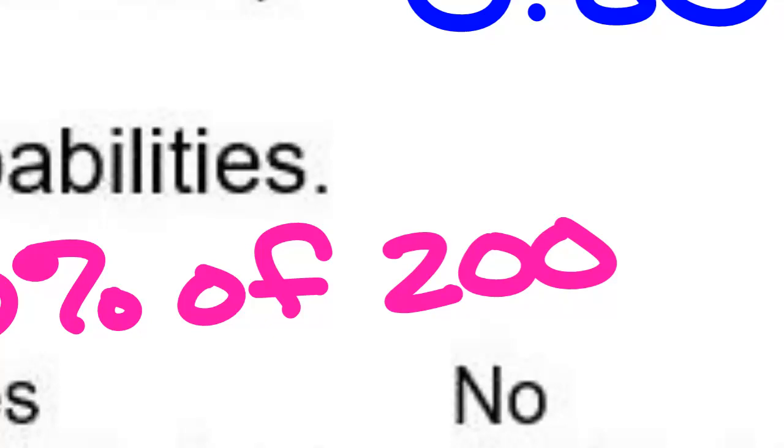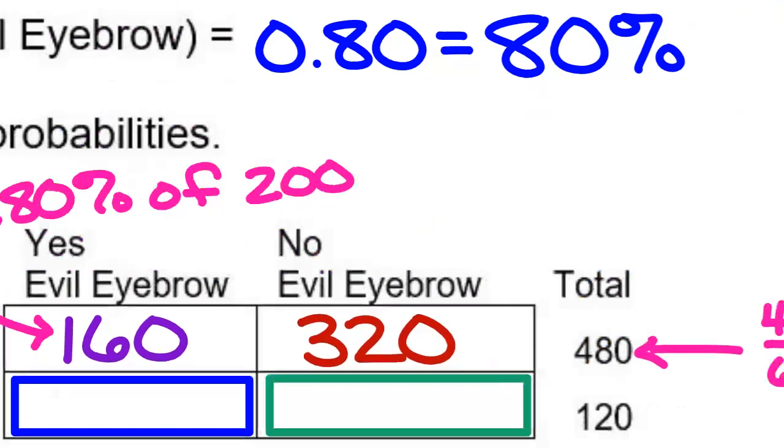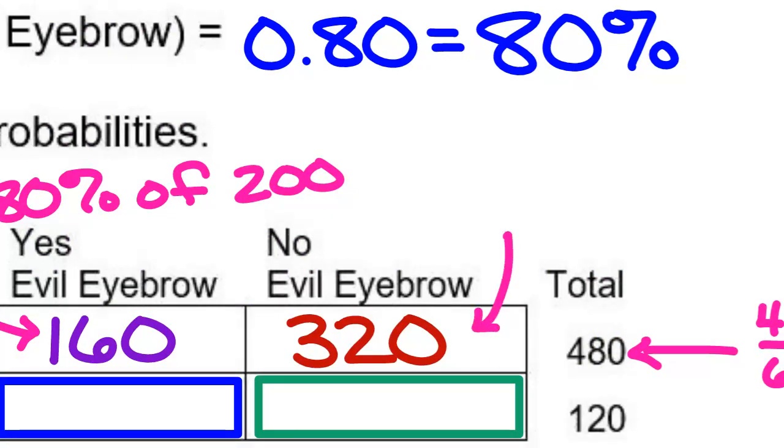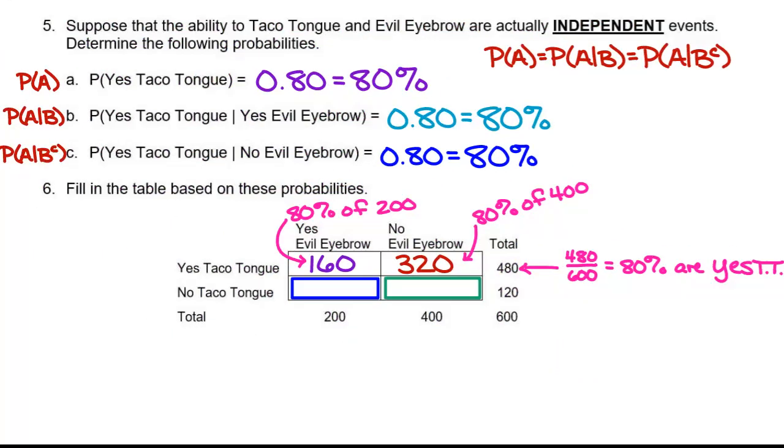So what would have to go right here for yes taco tongue but no evil eyebrow? How much? 320, yes. How'd you get that? You can do that, absolutely. Or what else could you have done? 80% of 400, yes. So you could have calculated either one of those first.